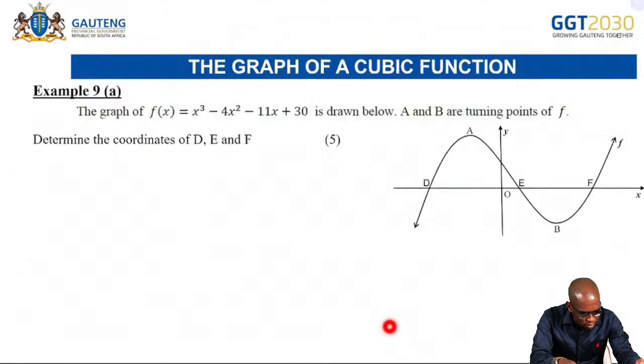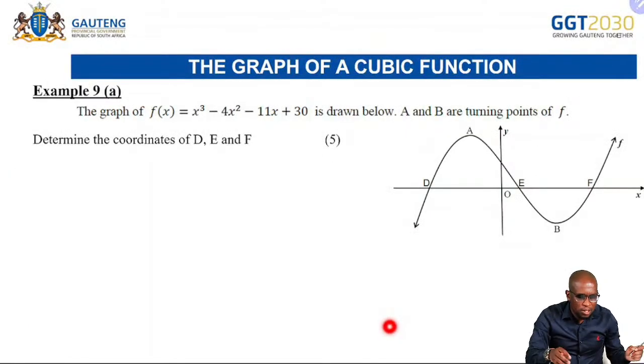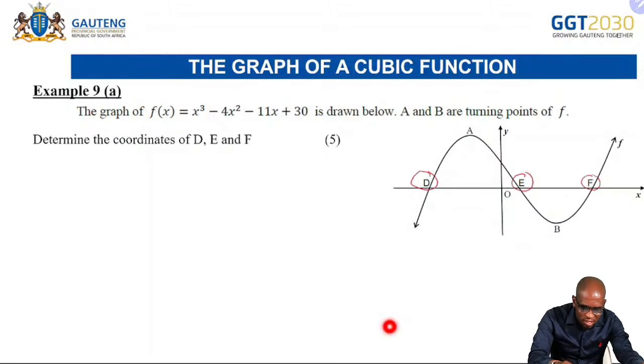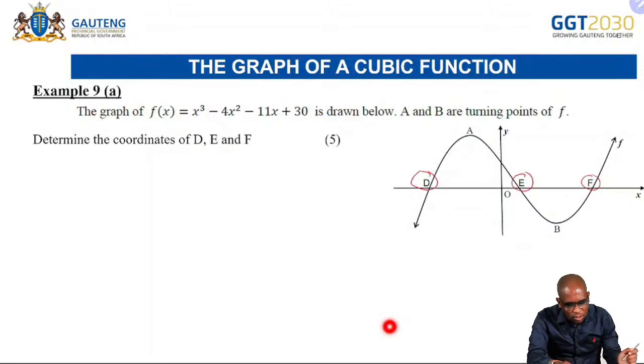Now, let's look at this basic question. There are 2 questions here. The first one demands of us to find the points D, E, and F, and then the next one demands of us to find the turning point. We'll stop there. The graph of f of x is given by x cubed minus 4x squared minus 11x plus 30 and is drawn below. A and B are the turning points of f. Determine the coordinates of D, E, and F.